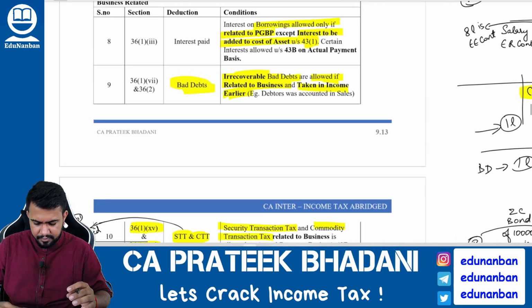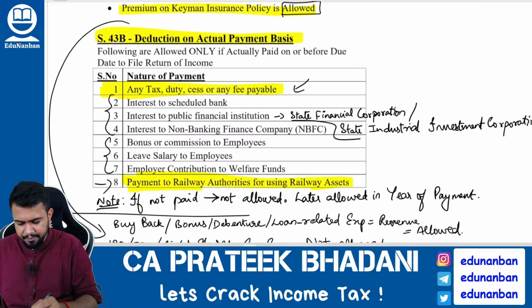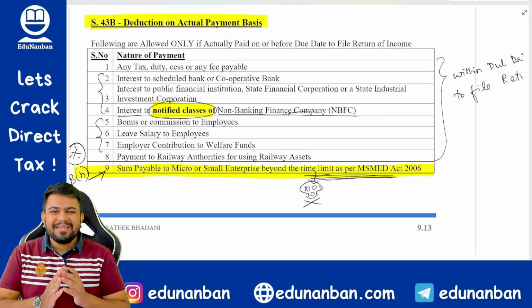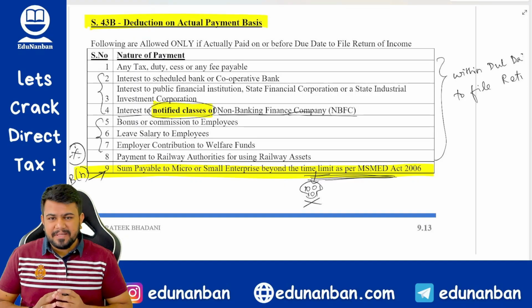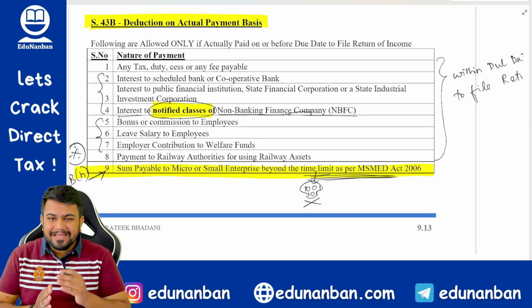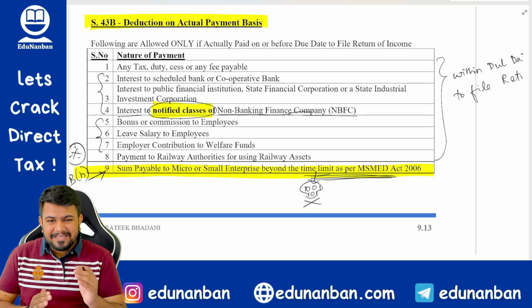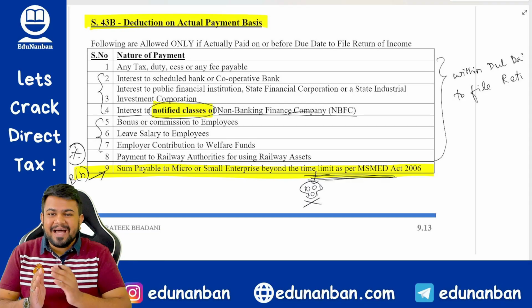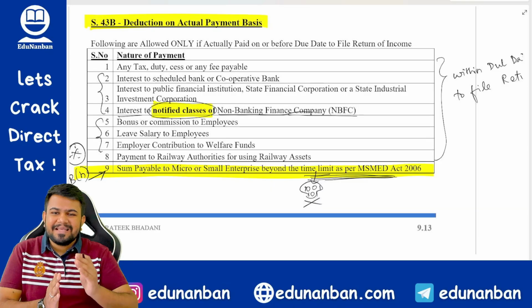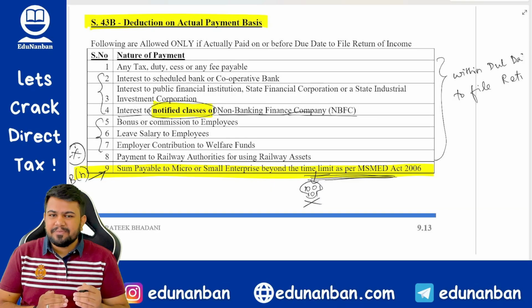Now coming to payment, let us first discuss section number 43B. Section 43B, deduction on actual payment basis. This section contains a list of totally 9 deductions that are allowed as a deduction only if they are actually paid by the assessee. The first 8 have different rules and the last one is a new provision that has slightly different rules. So first let us study the first 8 types of deduction.